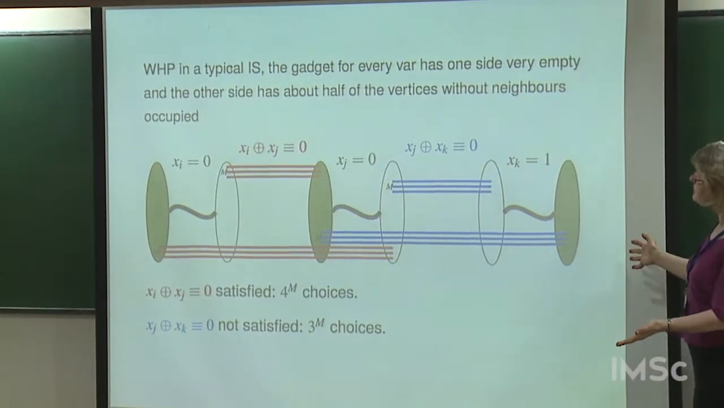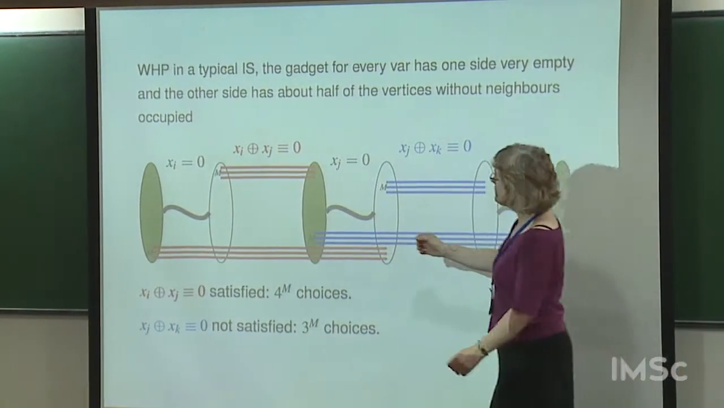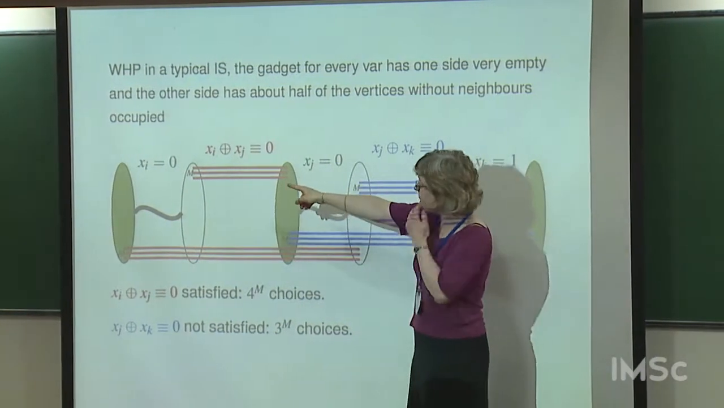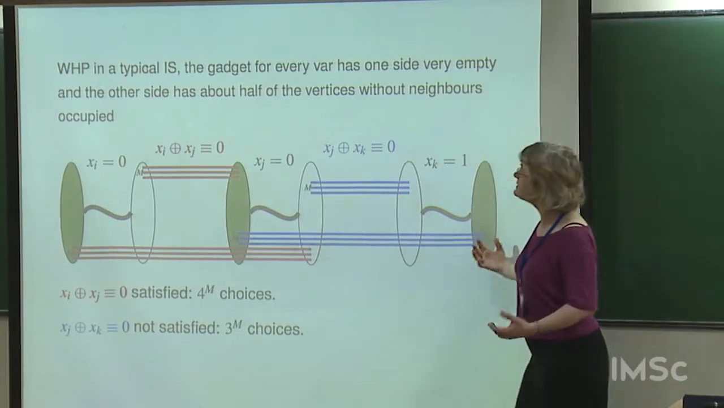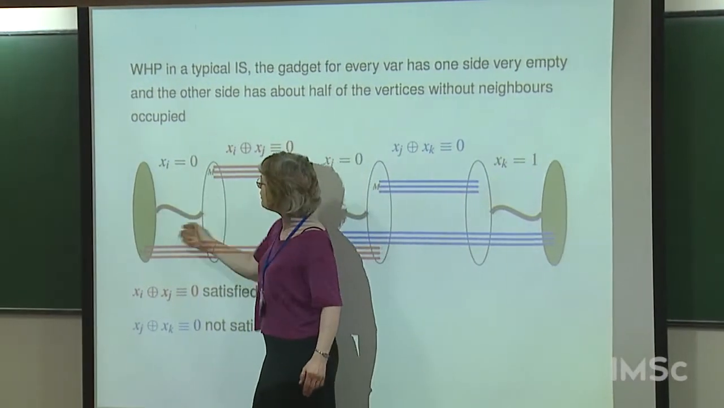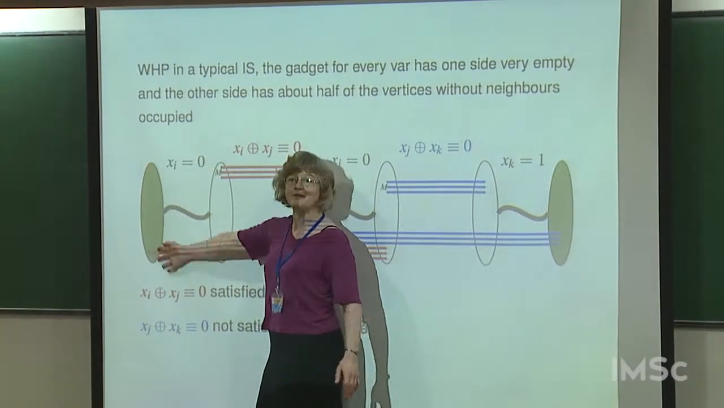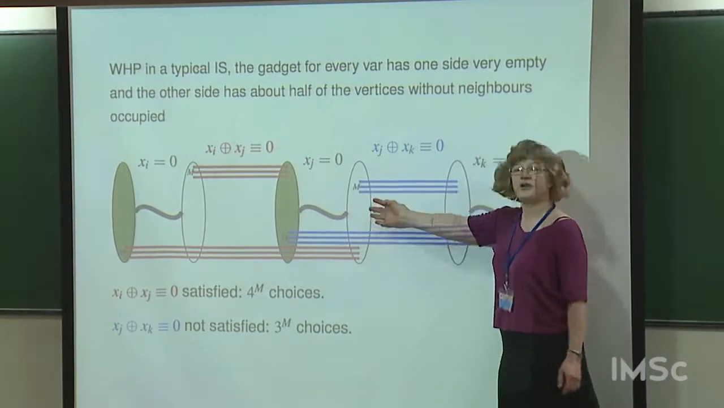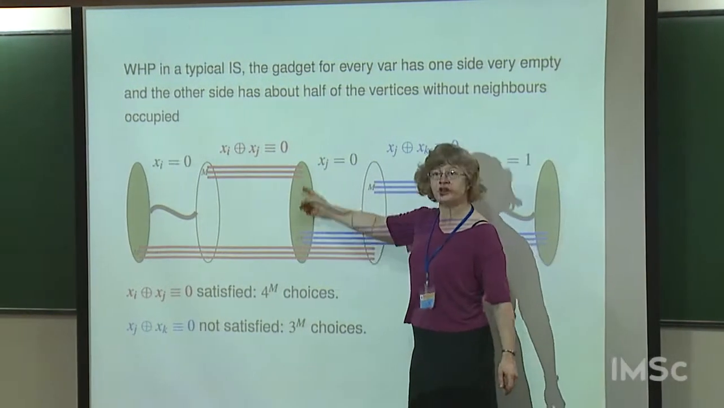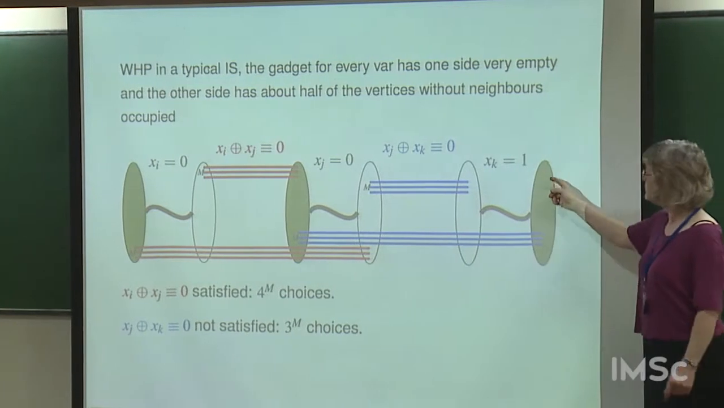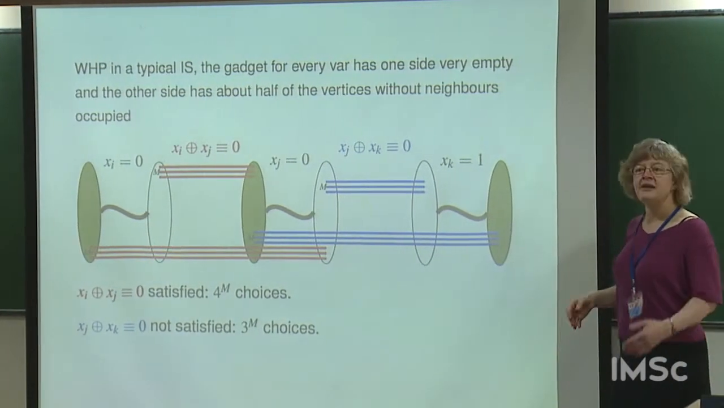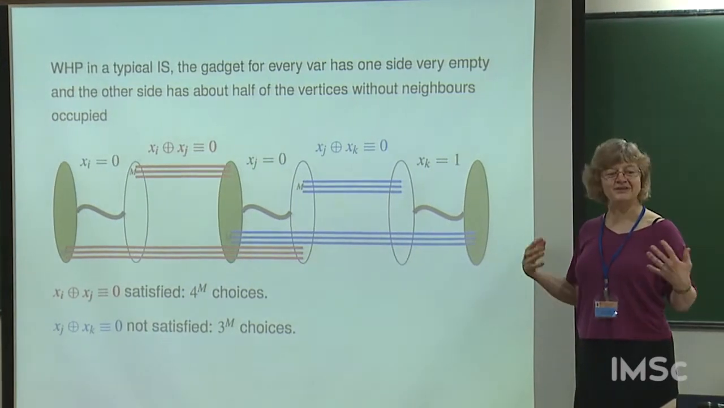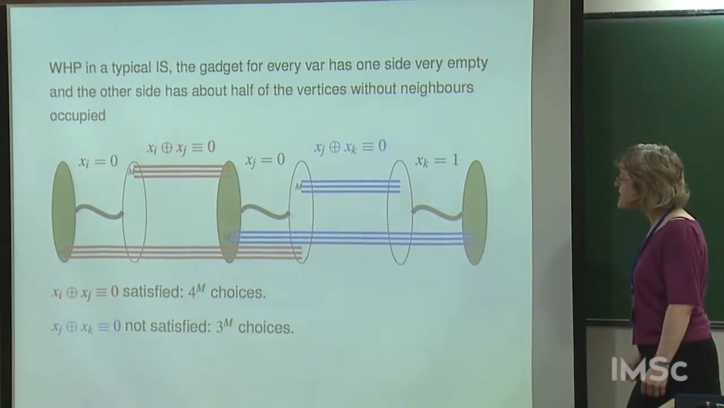So first, what is the picture I've drawn for you here? I've got variables xi, xj, and xk. And in our example, I've put xi in the 0 state because the occupied guys are on the left. I've put xj in the 0 state because I put the occupied guys on the left. I put xk in the 1 state because I put the occupied guys on the right. And we're just going to look at this example and see what it contributes.